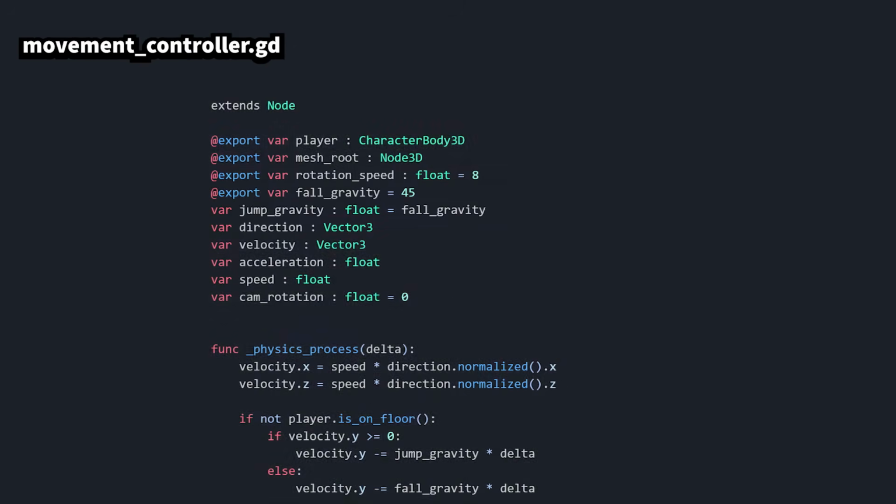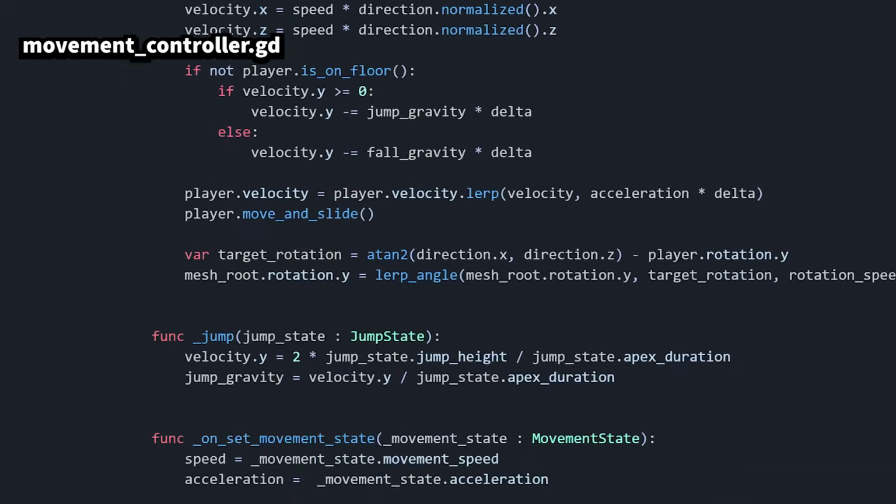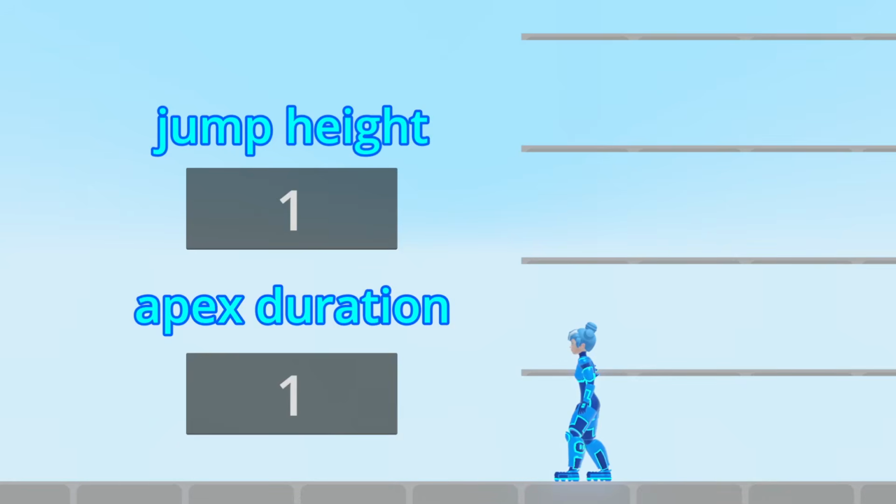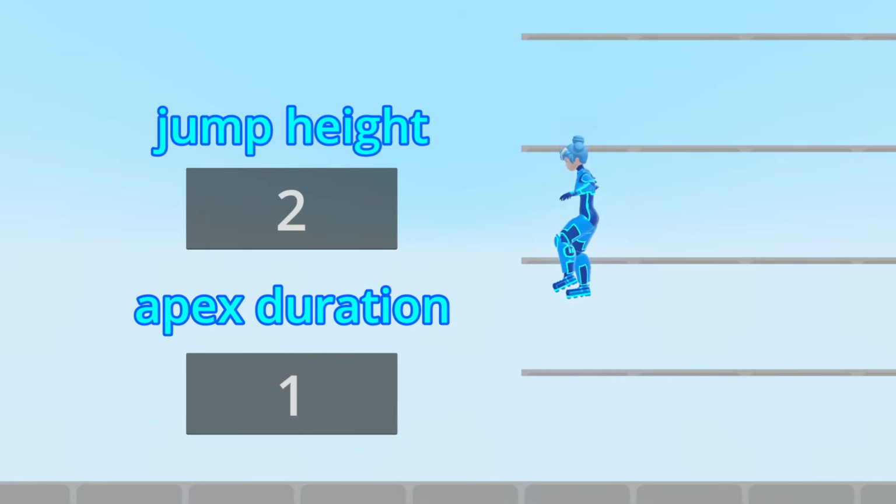Again in the script, I've introduced a jump gravity variable, which I'll modify like this using the formula. Here's how the jump looks. Each line here represents 1 unit of distance, and you can see the player's jump height and duration matches the amount I'm putting here.